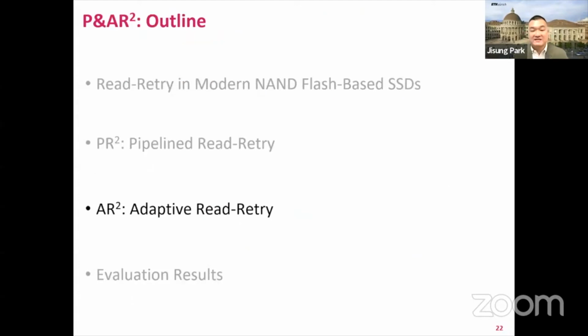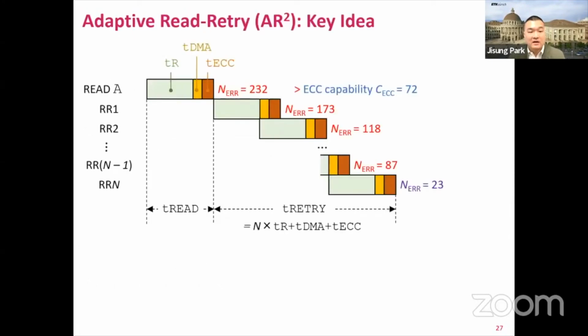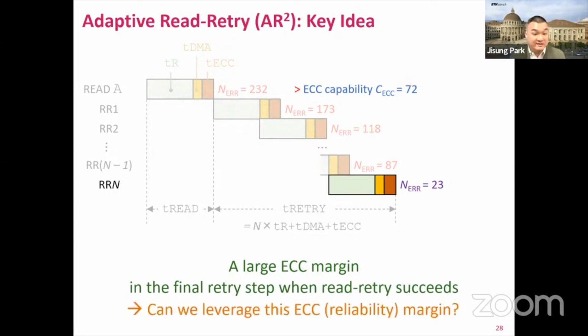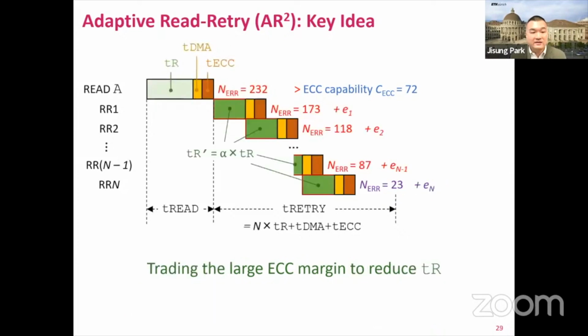Now let me introduce our second technique, called adaptive read-retry, or AR² for short. Our other key observation is that when read-retry eventually succeeds, there always exists a large ECC margin in the final retry step due to the use of a near-optimal read reference voltage. In this figure, for example, there are only 23 bit errors in the final retry step, while the ECC can correct up to 72 bit errors. And we thought, can we leverage this reliability margin to reduce the read-retry latency? And the answer is yes, for sure.